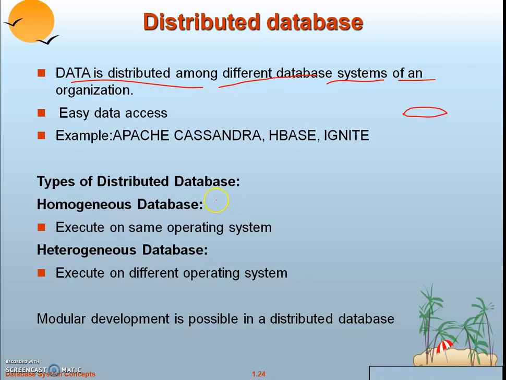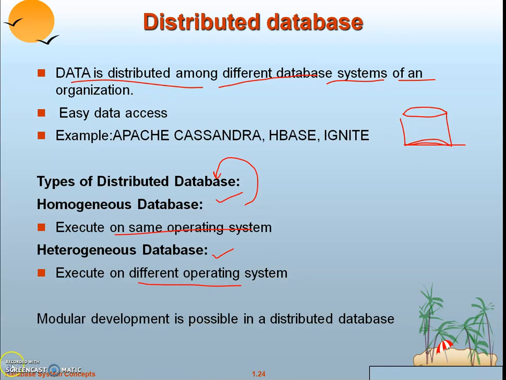It is mainly of two types. The first one is homogeneous database. The second one is heterogeneous database. Both these categories come under the distributed database type. If the execution happens on the same operating system, then it is called a homogeneous database. And if the execution happens on a different operating system, then it becomes a heterogeneous type of database. So in short, a distributed database is a database that consists of two or more files, or multiple files, located in different sites.